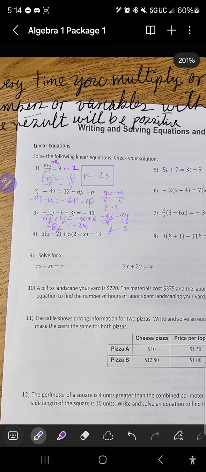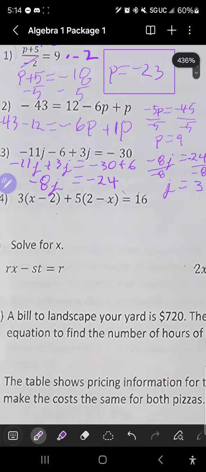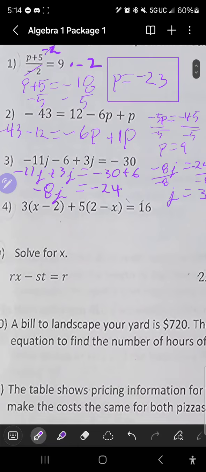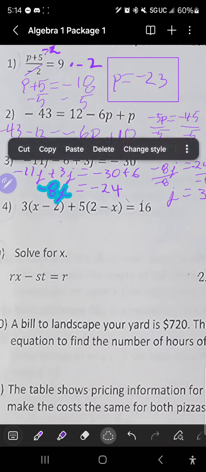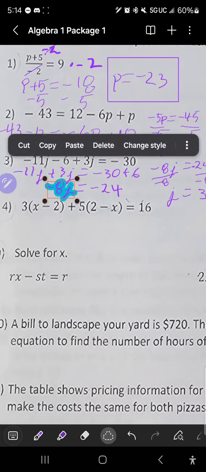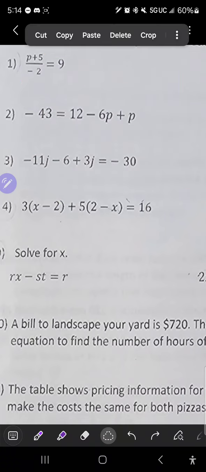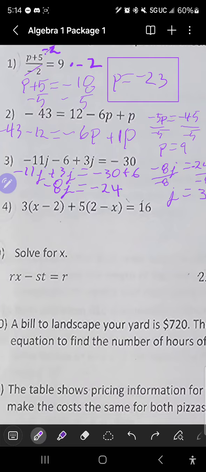Now, the next exercise is a little bit more complicated, since as we see, we have multiplication in this part. For this kind of exercise, what we need to do is use the distributive rule. What does it mean? Well, that means that we need to multiply everything in front of the parentheses by each number or variable inside of the parentheses.